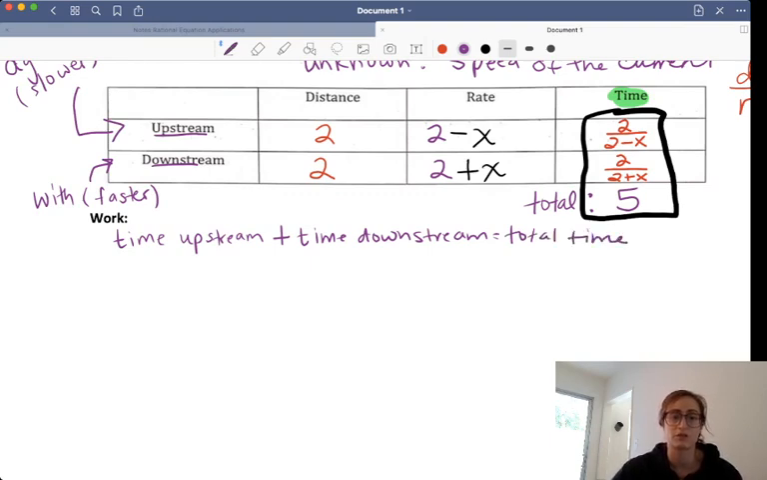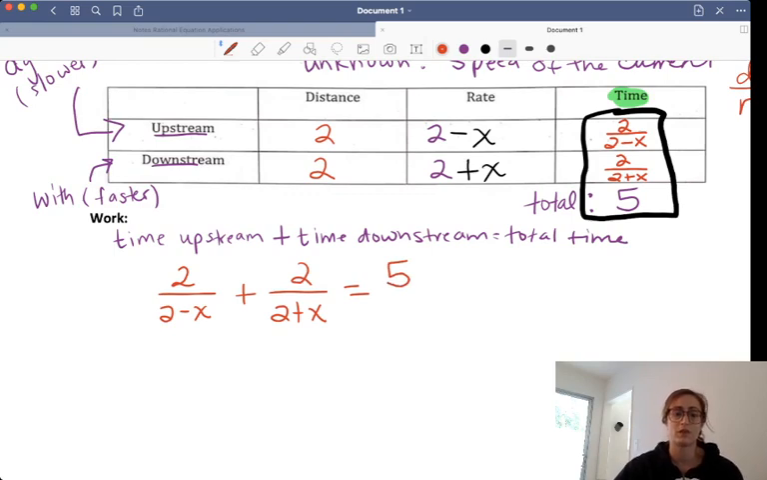The time upstream is 2 divided by 2 minus x. The time downstream is 2 divided by 2 plus x. And my total time is 5.